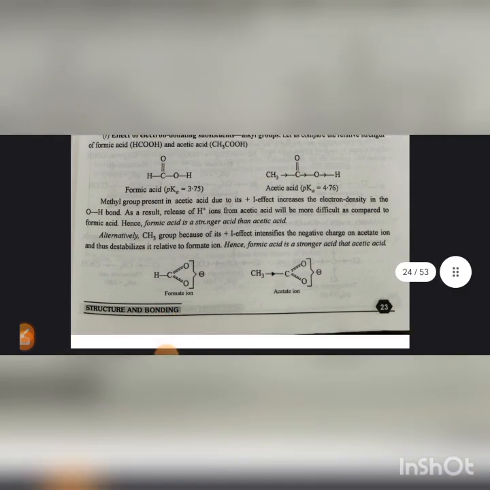Alternatively, the CH3 group, because of its plus I effect, intensifies the negative charge on the acetate ion and thus destabilizes it relative to the formate ion.